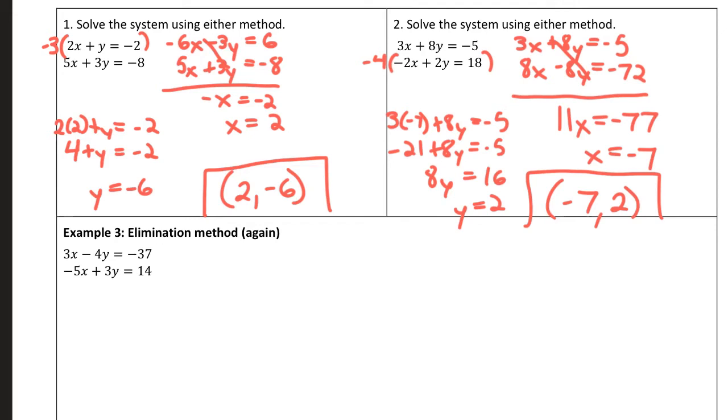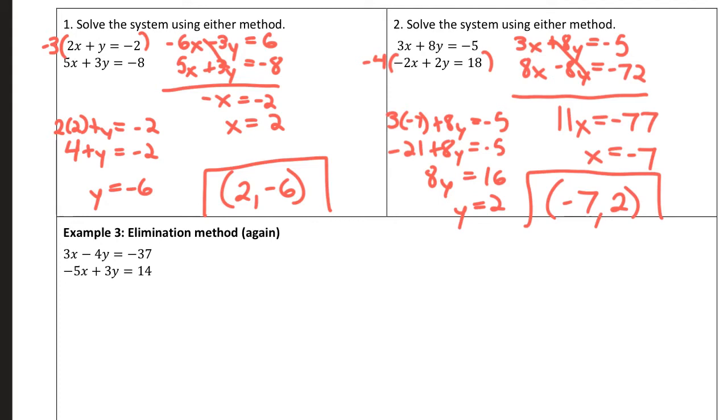So in the first one, I multiplied the top equation by negative 3 to get negative 3y and positive 3y, to get those to cancel and solve for x. I got x is 2. I substituted into equation 1, but you could have substituted into equation 2. Either way, you should have gotten negative 6 as your solution for y. And then I'm just representing that as an ordered pair.